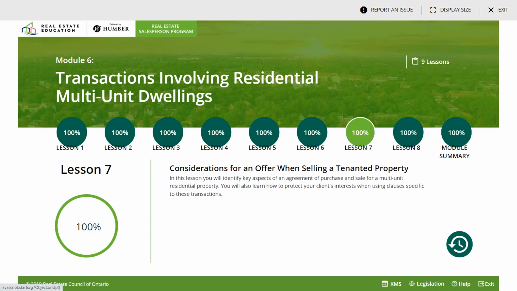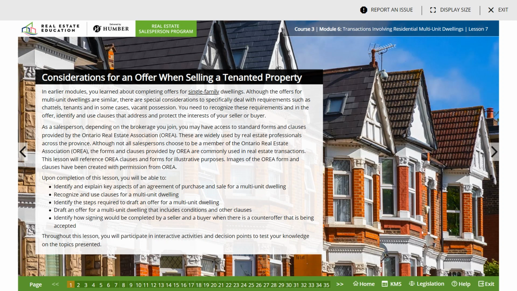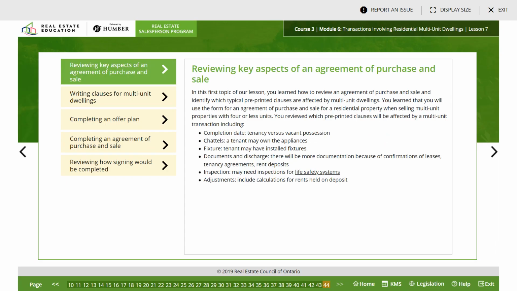Moving on to lesson 7, considerations for an offer when selling a tenanted property. Ooh, lots of reading here. Okay.